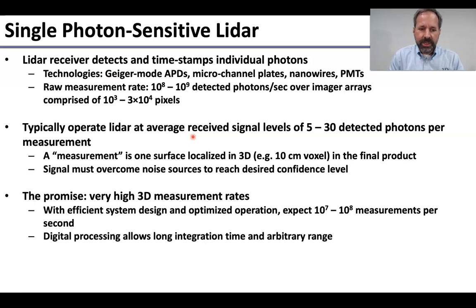Now, again, the reason that people really get excited about this is down here near the bottom, you can get these very high measurement rates, talking about 10 million to 100 million of these final high confidence measurements per second. And just to put that in context, if I was trying to do 100 points per square meter, for example, that means I could collect a square kilometer every second. People get excited about that, and with good reason. Another thing that's important is that because we're doing this digital post-processing, we can aggregate signal collected over many laser pulses. We can have a long integration time and therefore sort of an arbitrary range. I'm not going to go much more into that in this talk.